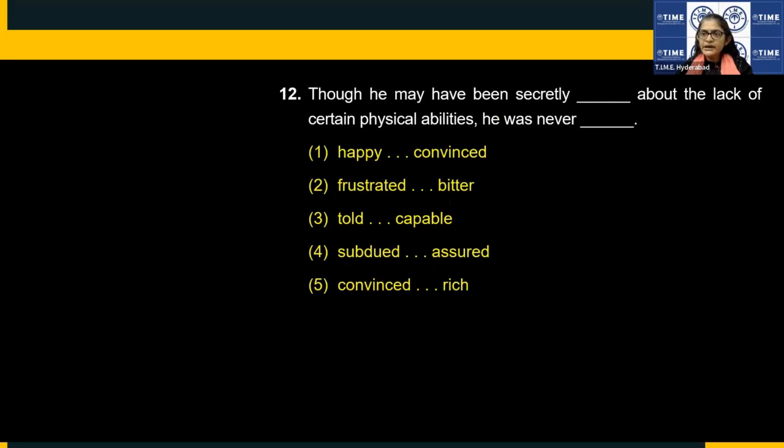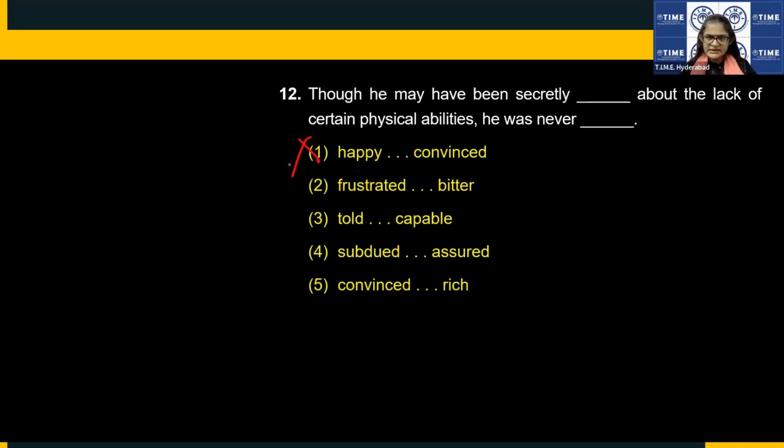Though he may have been secretly dash about the lack of certain physical abilities, he was never dash. Okay, so he may have been secretly upset about the lack of certain abilities, but not explicitly, right? Let's see. Secretly happy about the lack of certain physical abilities. Would anybody be happy about it? No. He was never convinced of what?